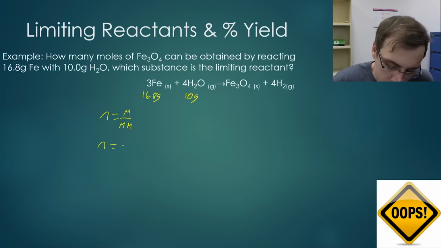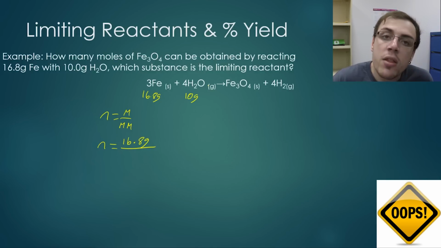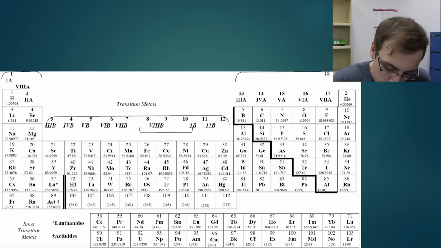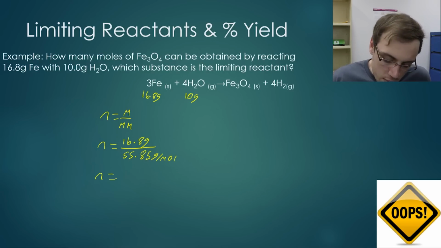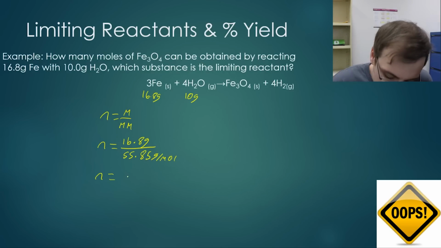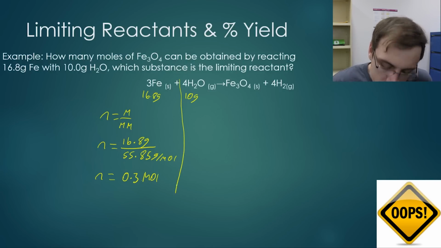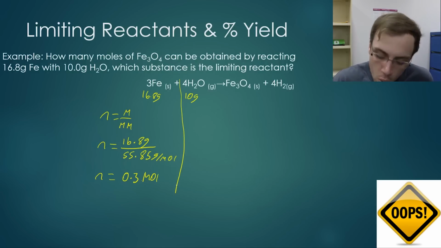So what we do is moles is equal to mass over molar mass. So the moles is equal to the mass of iron, which is 16.8, divided by the molar mass. So the molar mass for iron is 55.85. Now, we then just simply punch that into your calculator and we will get 0.3 moles. Now we do the exact same thing, but with water.